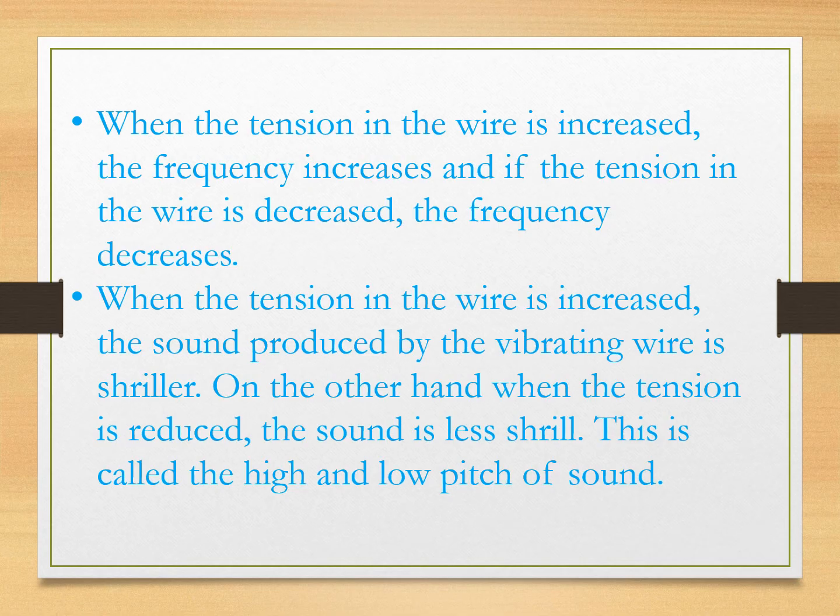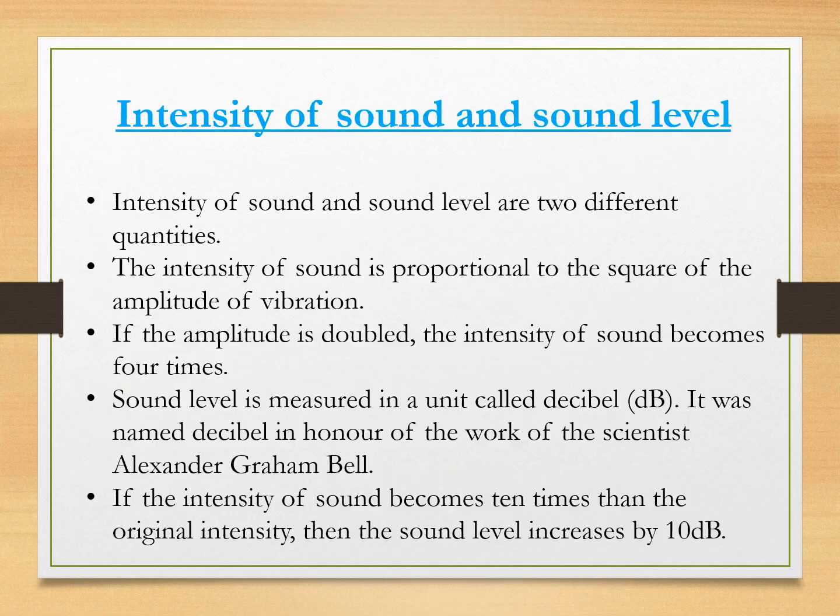When the tension in the wire is increased, the frequency increases, and if the tension in the wire is decreased, the frequency decreases. When the tension in the wire is increased, the sound produced by the vibrating wire is shriller, right? And on the other hand, when the tension is reduced, the sound is less shrill. And this is called the high and low pitch of sound.